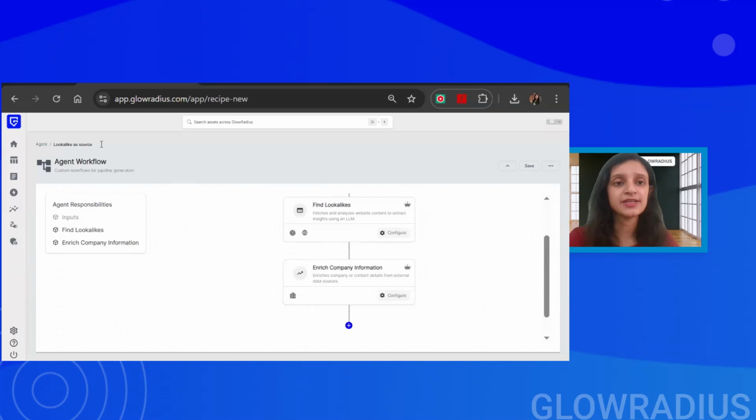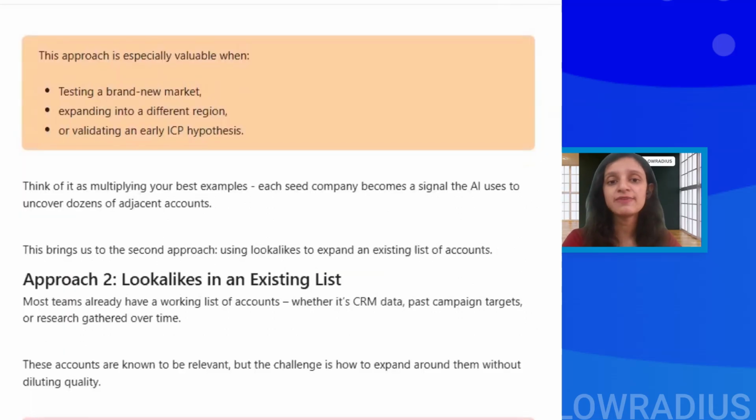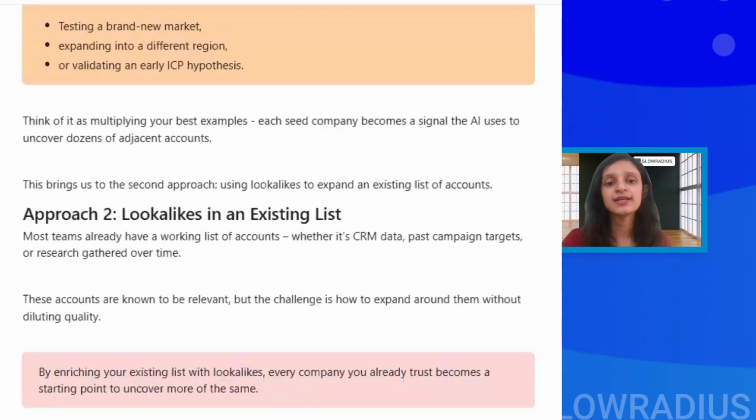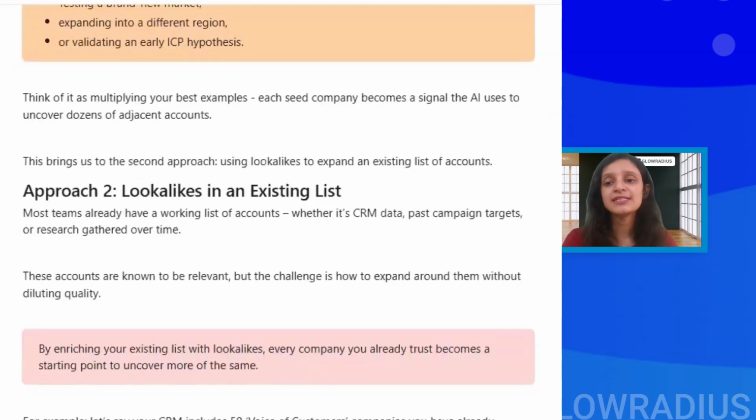You can keep building the agent. So this approach is especially valuable when you are testing a brand new market, expanding into a different region, or validating an early ICP hypothesis. You can think of it as multiplying your best examples. Each seed company becomes a signal that AI uses to uncover dozens of adjacent accounts.